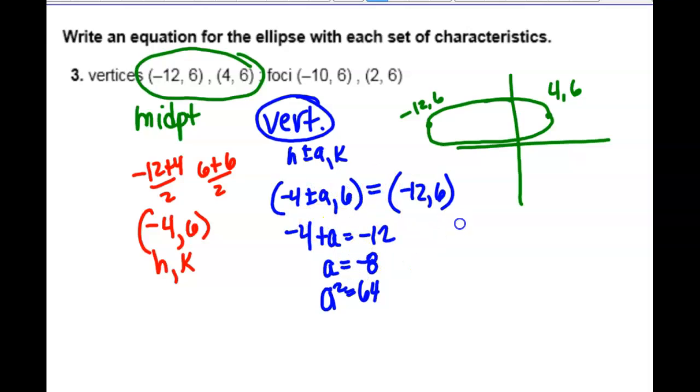Okay, now we have to figure out going the other direction, the b. Do we have anything that's going to help us find b? The answer is no. We're going to have to find c first. Look, the foci are at negative 10, 6. I told you this was an icky one. And at 2, 6.